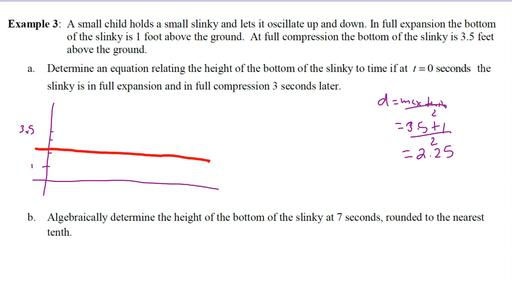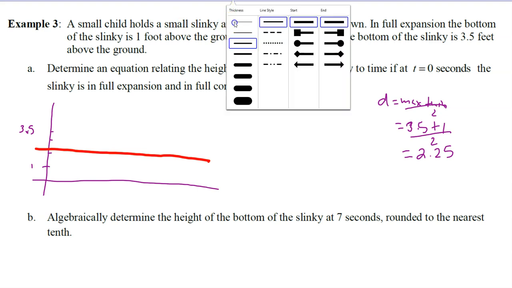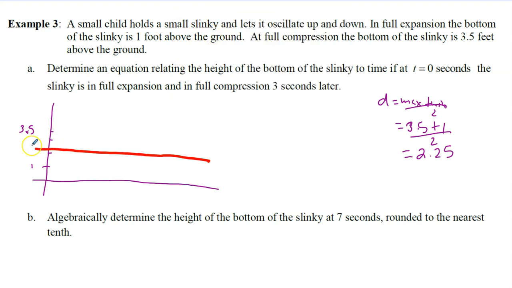So there's our midline. That's 2.25. Our amplitude, pretty obvious, it's 1.25, right? But if we want to calculate it, max minus min over 2. 3.5 minus 1 over 2. So that's 2.5 divided by 2, or 1.25.